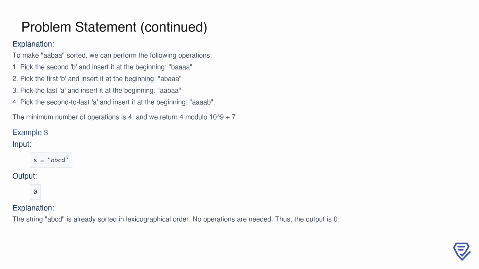Now let's look at a simpler example. If the input is ABCD, the string is already sorted, so no operations are required. The output in this case is 0, as the string is already in lexicographical order.